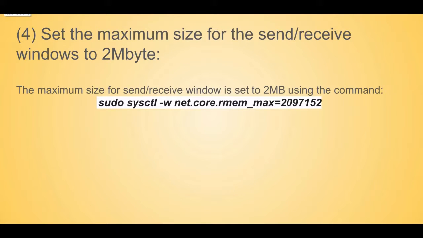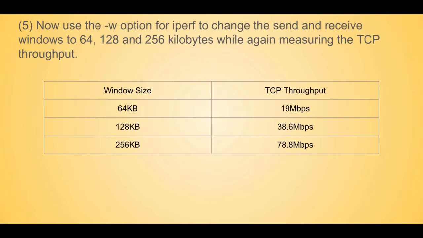The next step is to increase the maximum window size in TCP. This is done by typing in this command in the command terminal. After this, the throughput is calculated for varying window sizes. To vary the window size, the -w option is used.